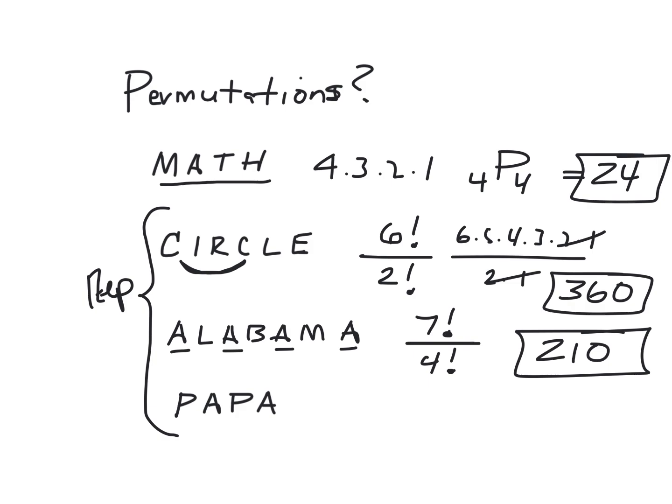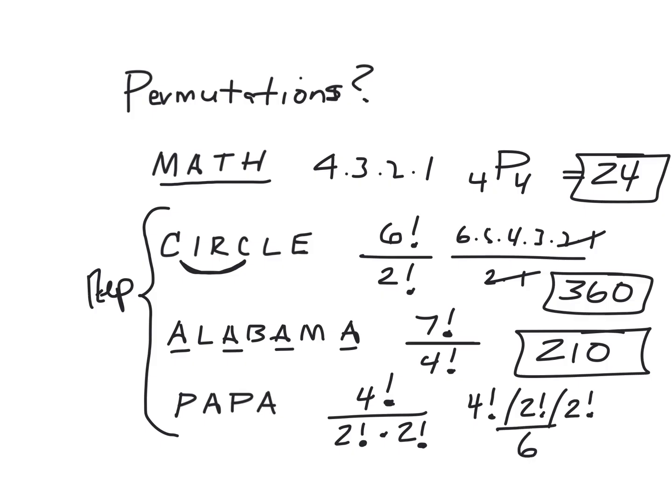For Papa, there are 4 letters, just like math, but I've got repeats. And in this case, I have 2 P's and I have 2 A's. So I'm going to multiply there on the bottom. When I do this on my calculator, I'm going to go 4 factorial. I'm going to divide by 2 factorial, and then divide again by 2 factorial. And this would give you a total of 6.